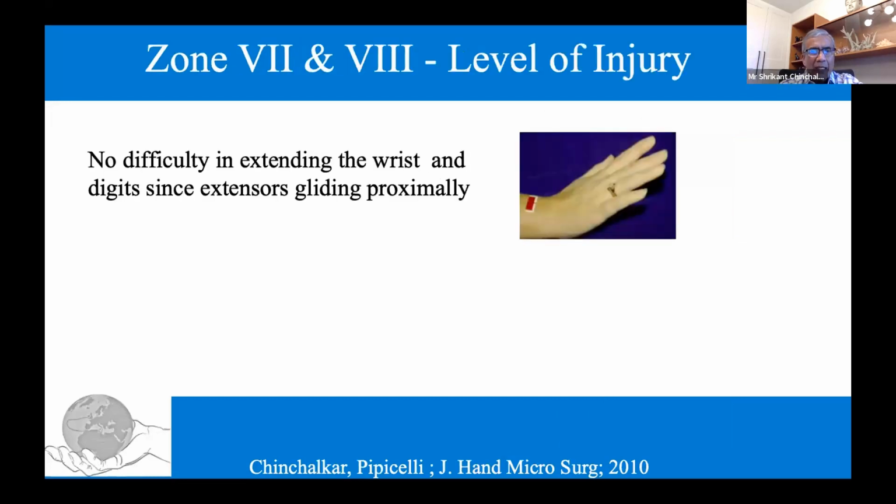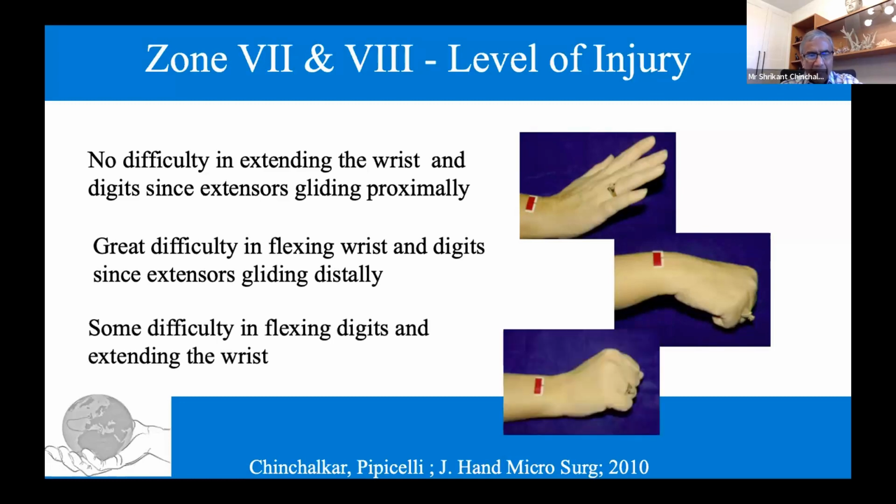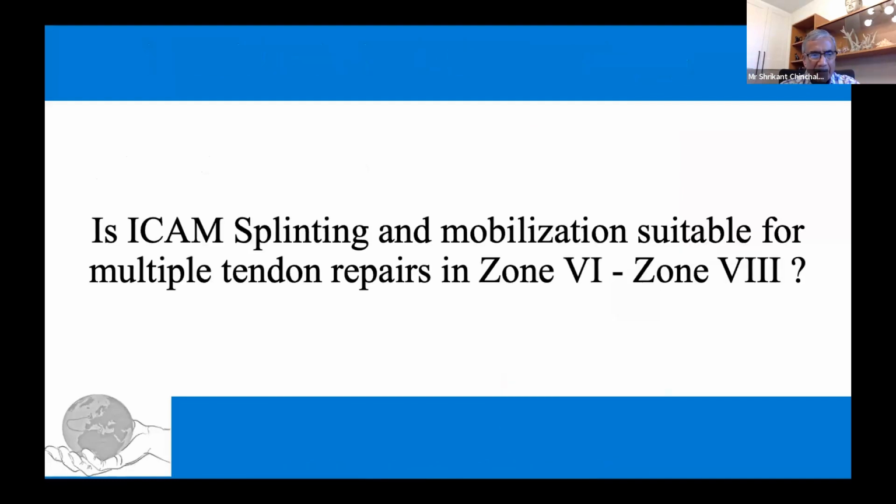In zone 7 and zone 8, looking at the level of injury and level of repair, if the tendons were repaired proximal to the extensor retinaculum, the patient had no difficulty extending the wrist and extending the fingers. The patient had significant difficulty flexing the wrist and fingers since the extensors were gliding distally and had restriction traveling beneath the 2 layers of extensor retinaculum. The patient had some difficulty flexing the fingers and extending the wrist because the tendons had greater gliding resistance passing through the extensor retinaculum.